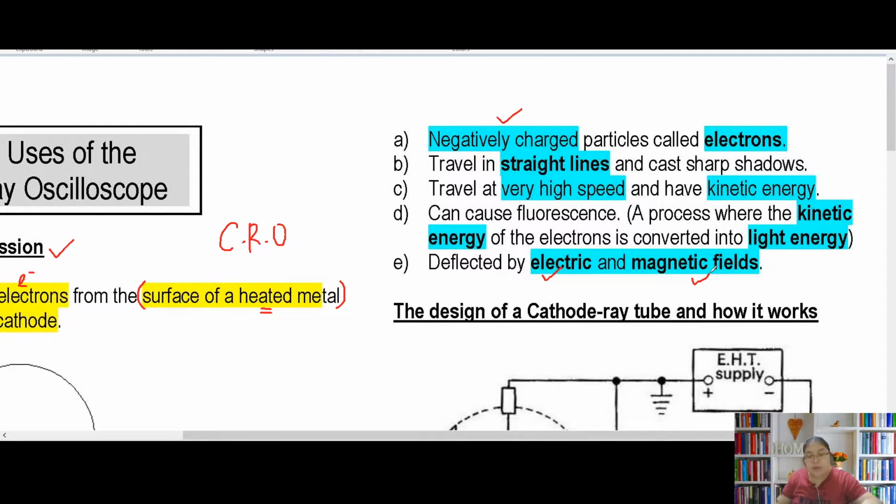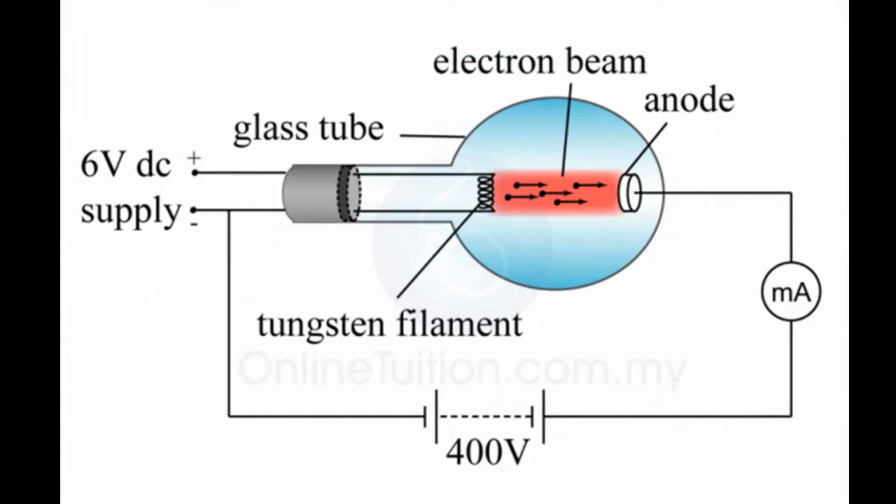Okay, let me show some diagrams about the cathode ray. This one is a diagram to show the cathode ray. Can you see the extra 400 volt? This one we call extra high tension. It is joined with the filament and also the anode. So you'll find the electrons now accelerate and move faster in this area. This one we call cathode ray produced.